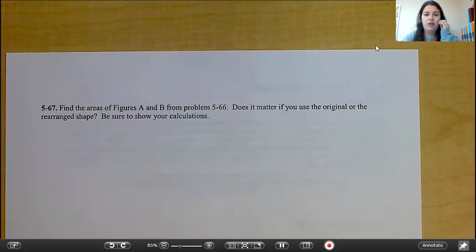Okay, if you're back with me, that means you have answered parts A and C of 5-66. Now you need to find the areas of figures A and B from problem 5-66. Does it matter if you use the original or the rearranged shape? Be sure to show your calculations. So again, you're going to pause the video. You're going to answer question 5-67.